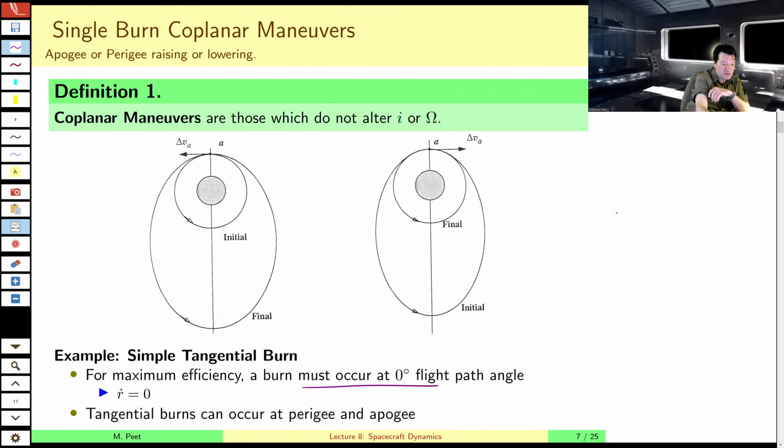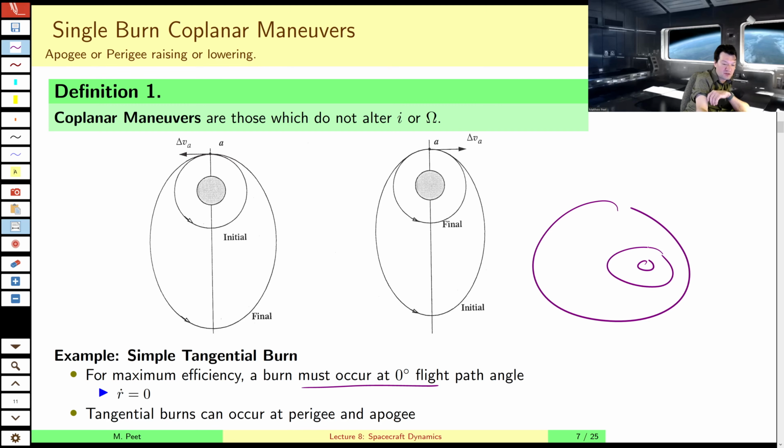So even if you're, say, here's our planet, and we're going from here to here, for example, we're still assuming that even if our velocity vector is not perfect, and our initial orbit isn't perfectly circular, that still means we want to burn in the direction of our current velocity vector.